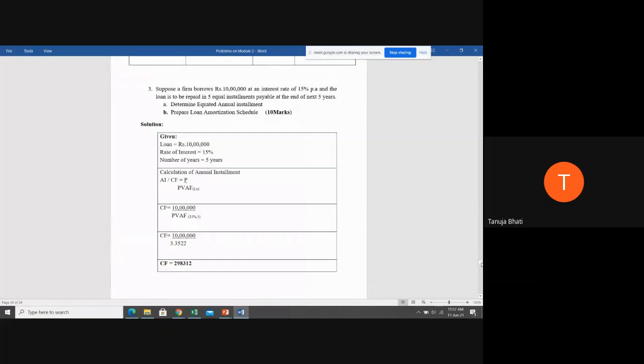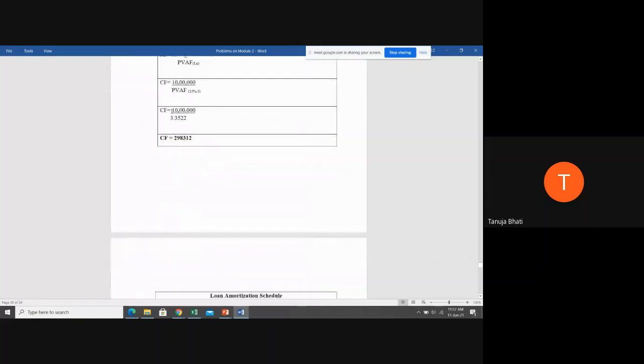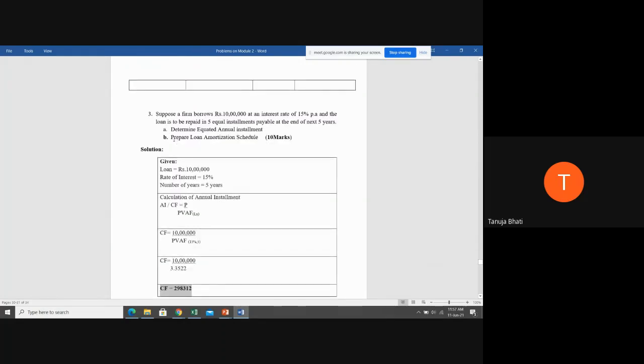Okay. Now, when you divide 10 lakh by 3.3522, you get the annual installment or cash flow as 2,98,312. Now, can anyone tell me how I am supposed to prepare the loan amortization schedule? How many columns do I need to have to prepare the loan amortization schedule? 5 columns.